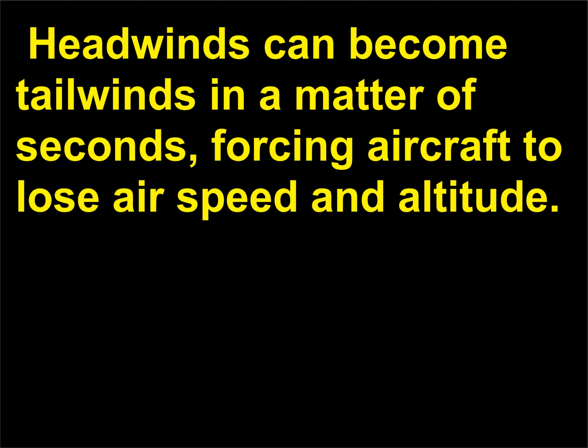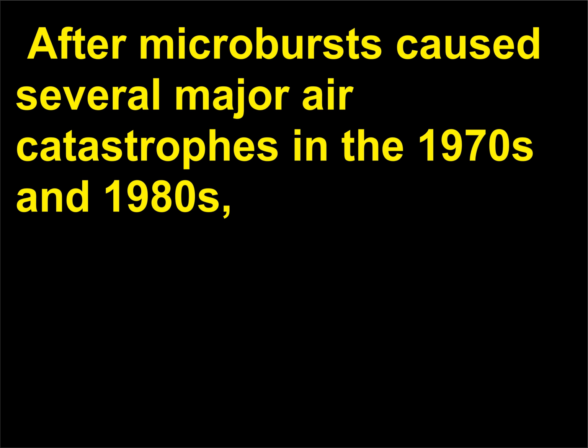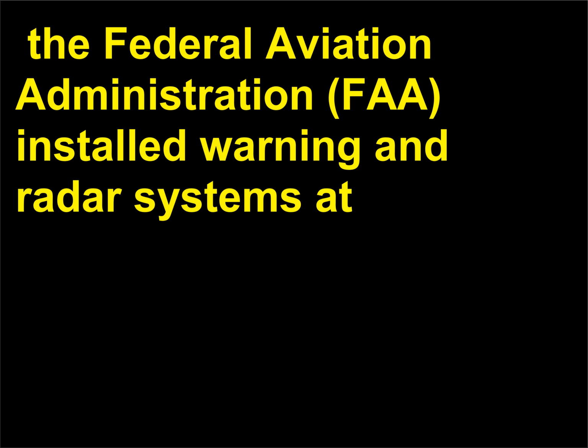Headwinds can become tailwinds in a matter of seconds, forcing aircraft to lose airspeed and altitude. After microbursts caused several major air catastrophes in the 1970s and 1980s, the Federal Aviation Administration, FAA, installed warning and radar systems at airports to alert pilots when conditions were right for wind shears and microbursts.